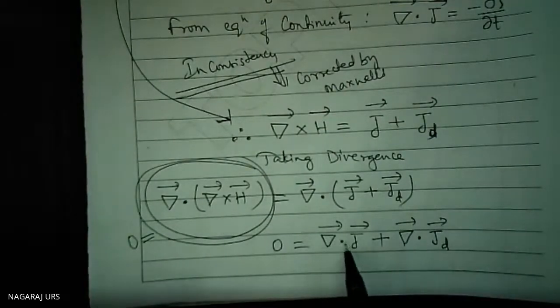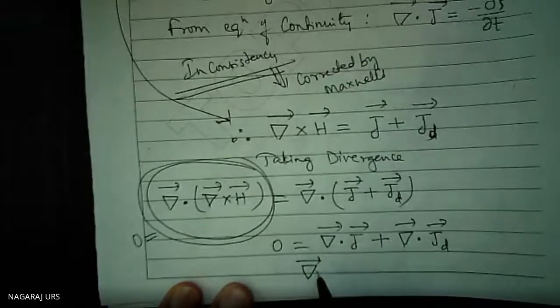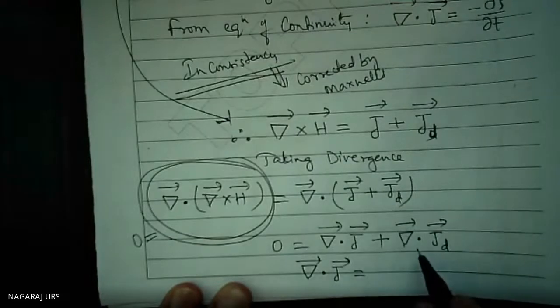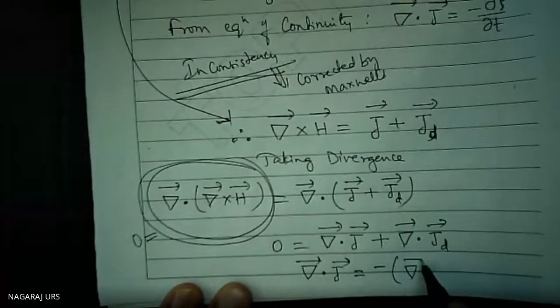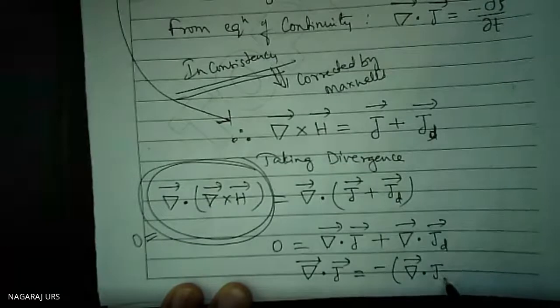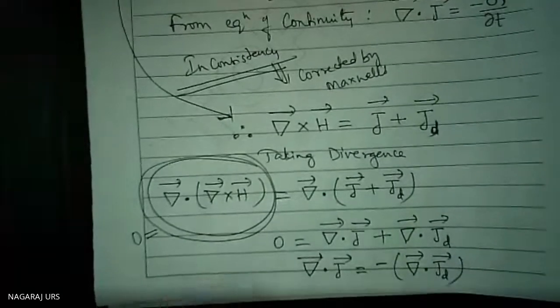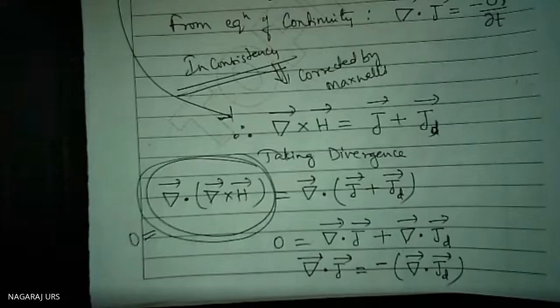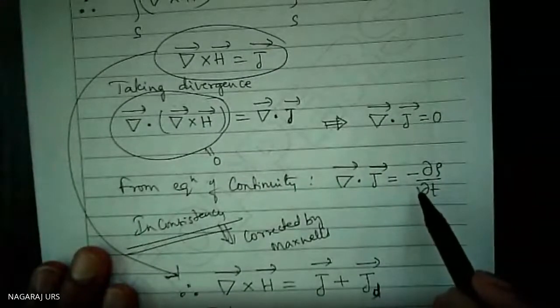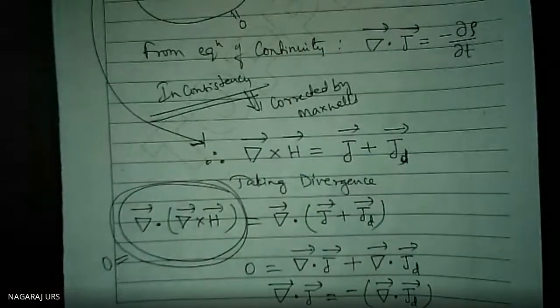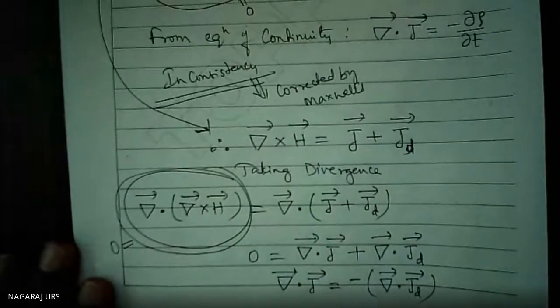Therefore, del dot J is equal to how much? Taking it to the other side of the equation, it is equal to minus del dot JD. But del dot J is equal to how much? Minus d rho divided by dt. Clear?